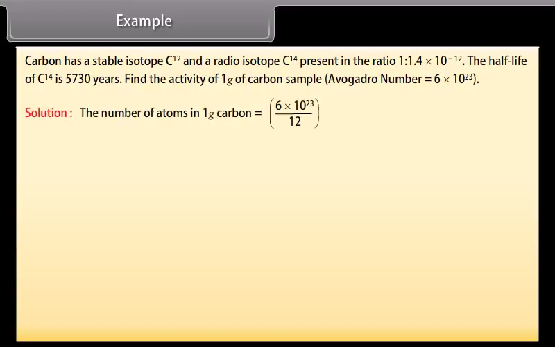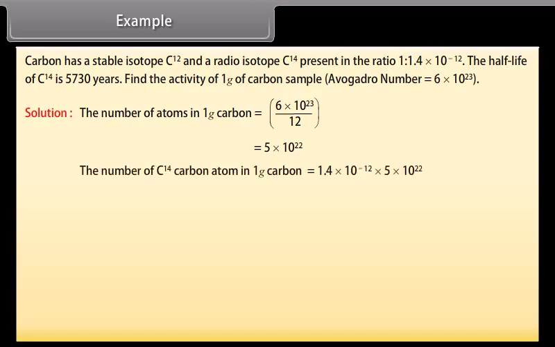Solution: the number of atoms in 1 gram of carbon is equal to 6 × 10^23 divided by 12, which is equal to 5 × 10^22. The number of carbon-14 atoms in 1 gram of carbon is equal to 1.4 × 10^-12 × 5 × 10^22, which is equal to 7 × 10^10.